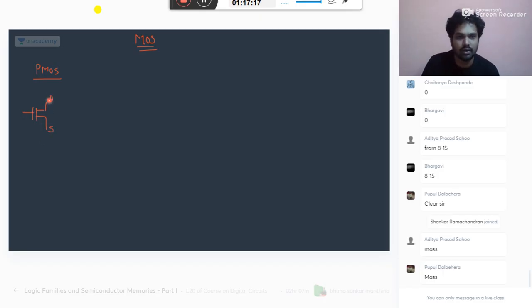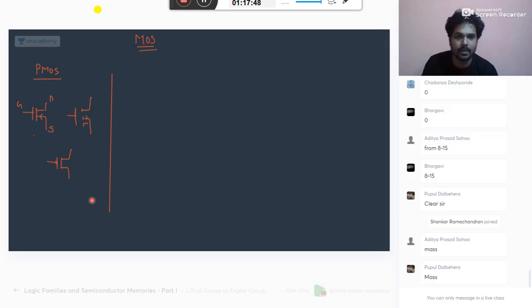Source, drain, and gate. This arrow indicates source to drain positive current, P channel MOSFET. You can also represent this figure like this. It is called enhancement and this is called depletion. That is not our job to discuss now. You can also represent PMOS like this. Why this bubble comes, I will explain. Just wait for some time.